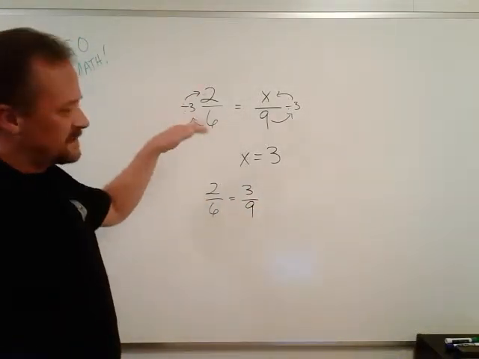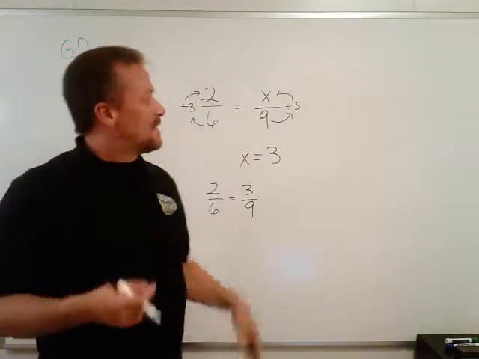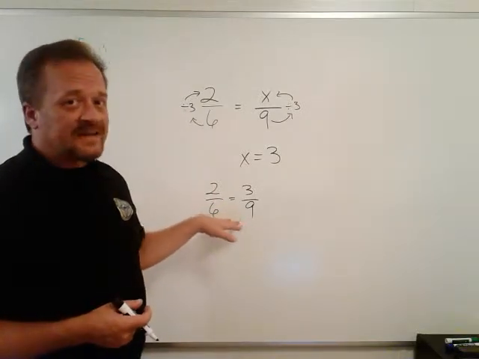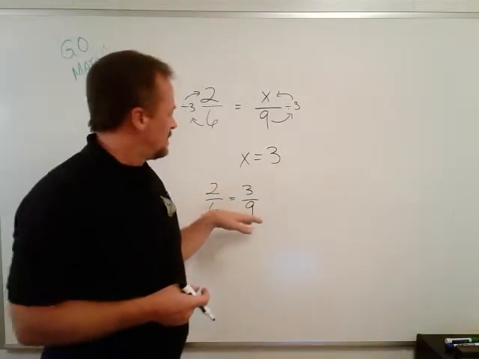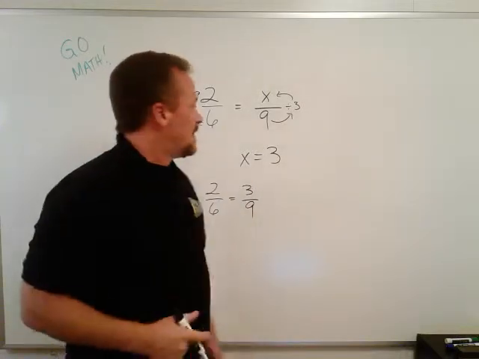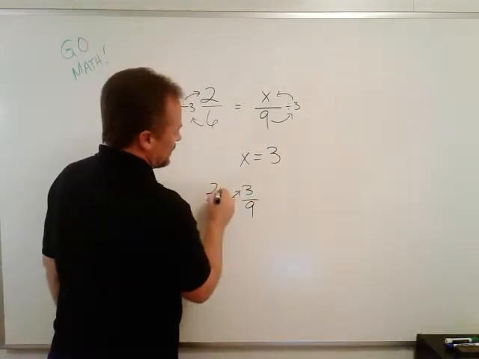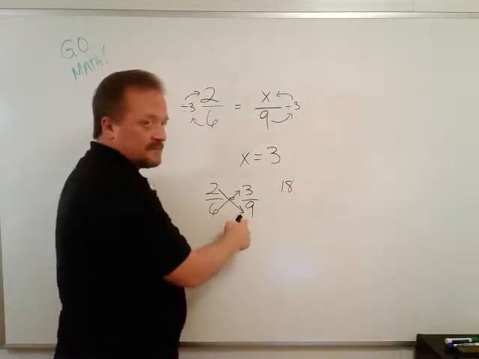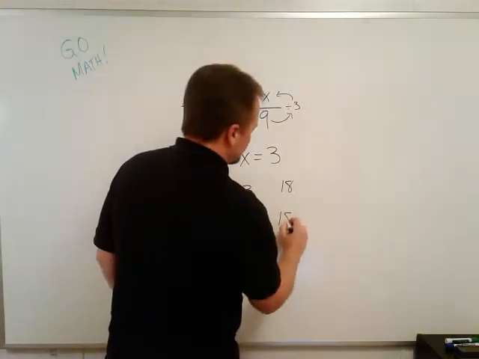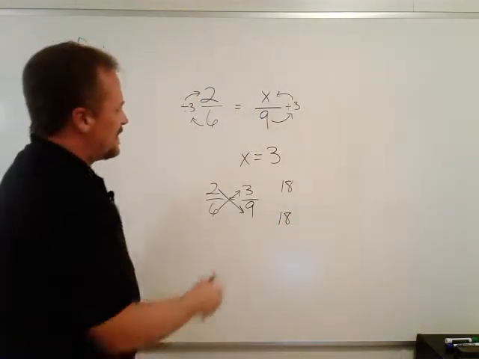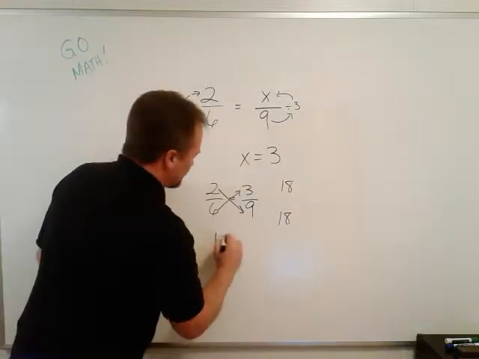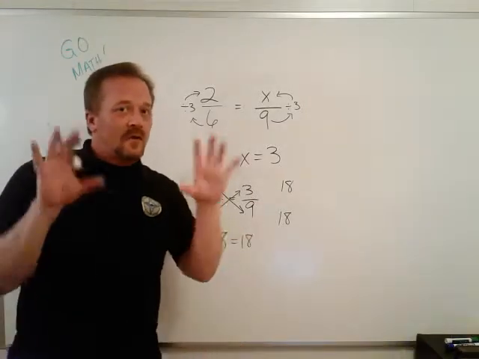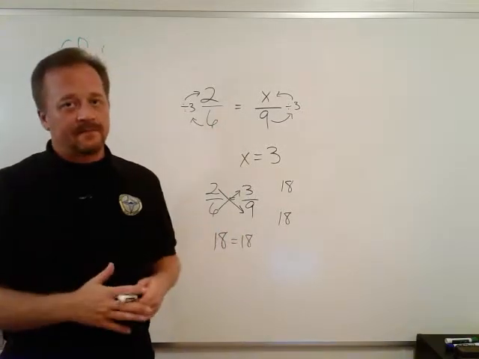Now I did use factors and I used division to show that this is the missing value. Do you remember the last way we checked to make sure that this is actually proportional? It involved crossing, right? So if I cross multiply these, 6 times 3 gives me 18, 2 times 9 also gives me 18. And the point I'm showing here is that these two numbers are equal. And whenever I can show that two values are equal after cross multiplying in a proportion, that means those two ratios are equivalent, okay?